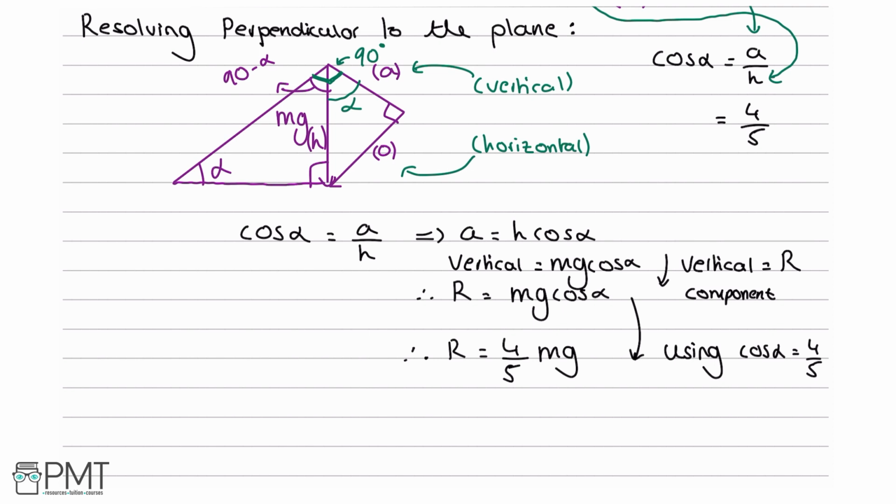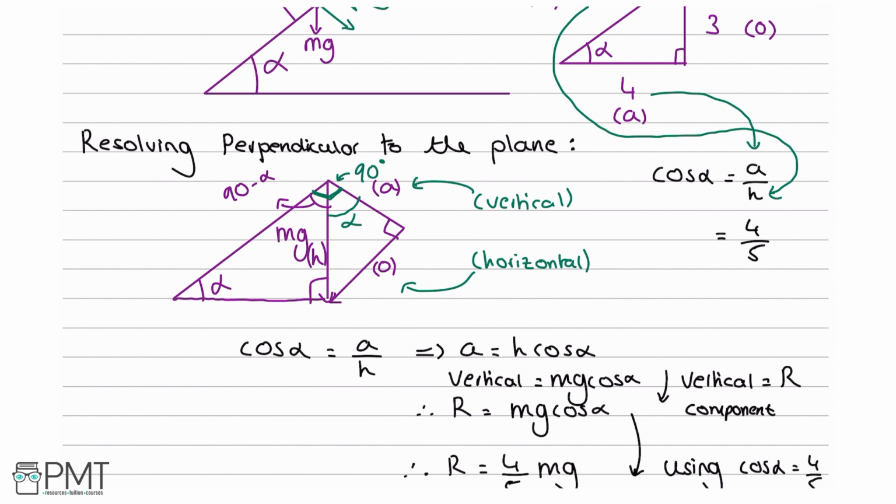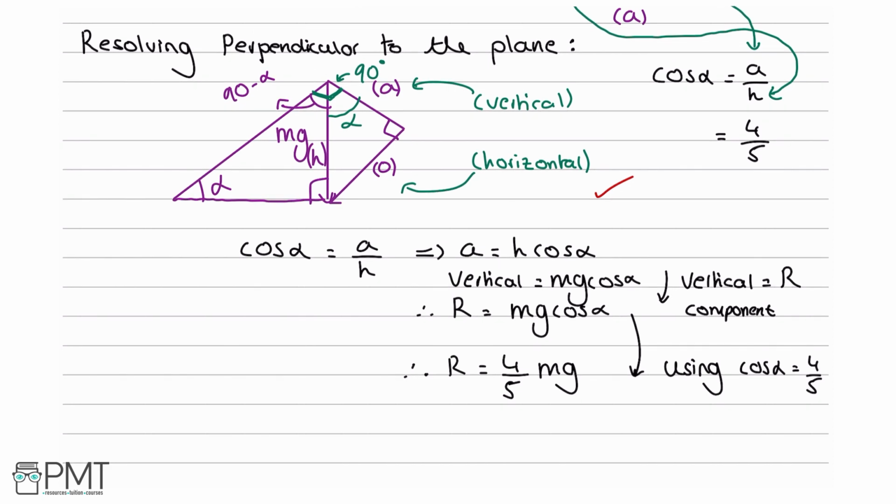So this question is worth 2 marks. Your first mark comes from telling the examiner that you plan to resolve perpendicular to the plane, okay? So what we have said here and the work we've done here is enough to get us our first mark. Your second mark comes from correctly resolving to the plane, so getting that R equals mg cosine alpha, and using the fact that cosine alpha is 4 over 5 to get R equals 4 over 5 mg.